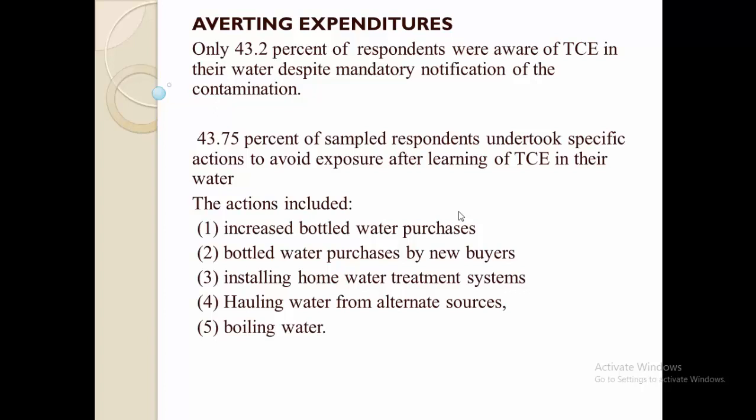About 43% of the respondents were aware of the trichloroethylene in the water, while 43.75% of the sample respondents took specific actions in order to avoid exposure to the TCE in their water. It means that they increased bottled water purchases by new buyers, installed home water treatment systems, hauled water from alternate sources, and boiled the water. These were the alternate sources which the households used in order to avoid the contaminated water.